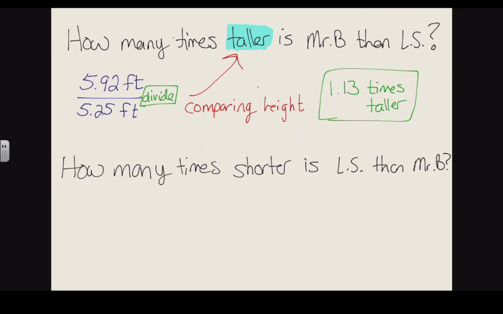So in that case, if we're comparing something, we're looking at how many times larger something is, we want the large number on top. If we're looking at how many times smaller something is, we want the small number on top. So in this particular case, it would be reversed. It would be 5.25 divided by 5.92. And Liam, what's the answer?